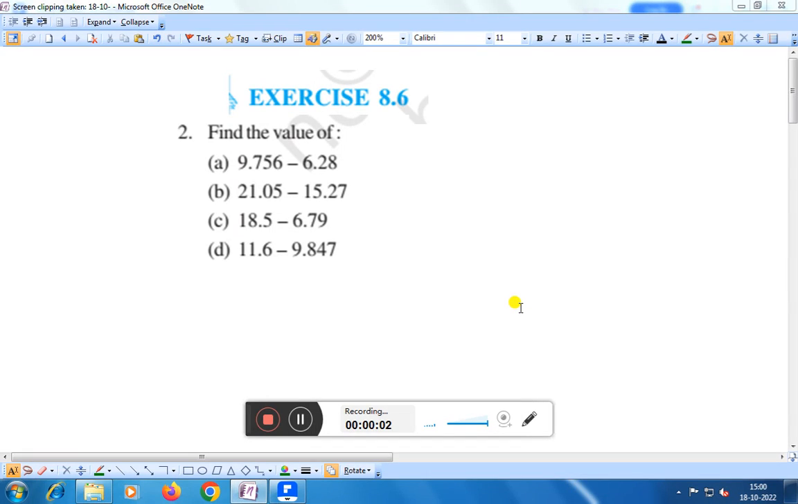Hello everyone. Today we shall discuss exercise 8.6 question number 2. Find the value of. You have to subtract, right?